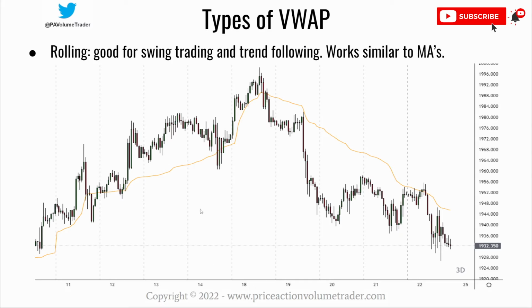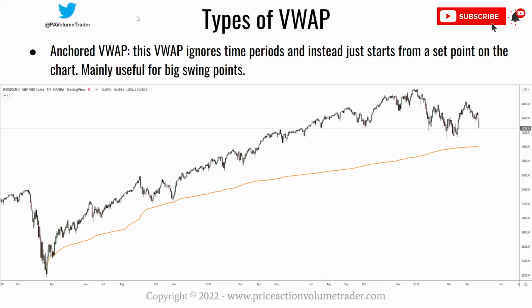Then next to that, we have anchored VWAPs. This VWAP ignores time periods and instead starts at a set point on the chart. It's mainly used for big swing points. So we have here an example, the S&P 500 daily chart. This is anchored at the bottom of the pandemic crash we had in March of 2020.